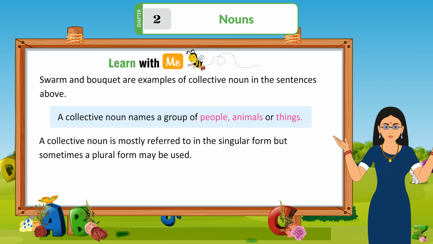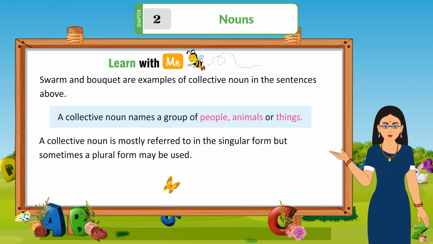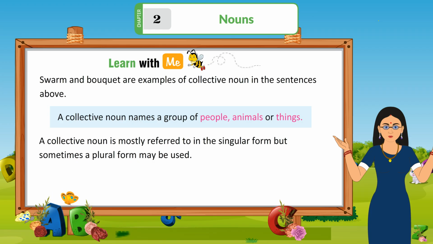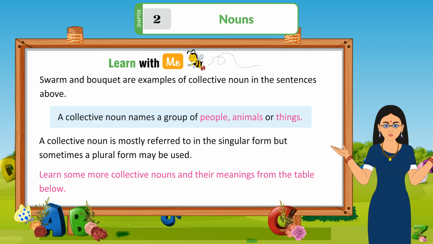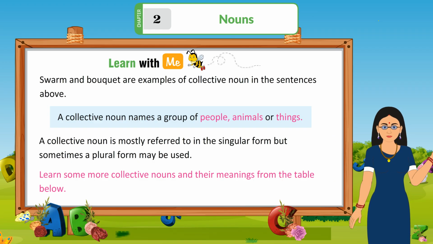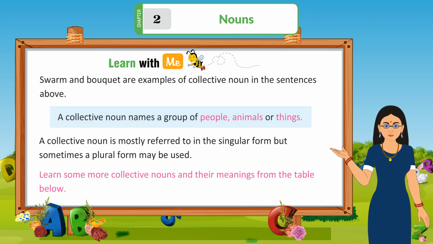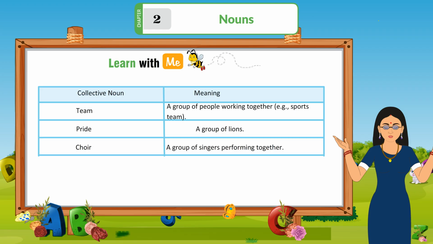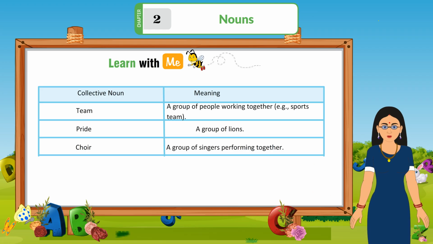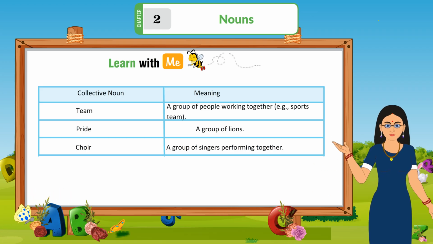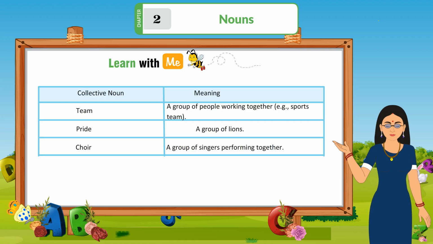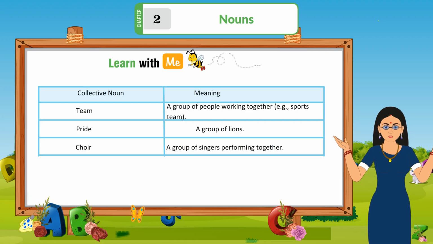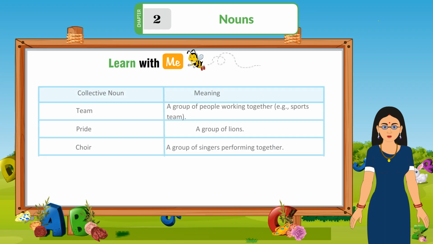A collective noun is mostly used in the singular form, but sometimes a plural form may be used. Learn some more collective nouns and their meanings from the table below. Collective noun, meaning: Team, a group of people working together. Example, sports team. Pride, a group of lions. Choir, a group of singers performing together.